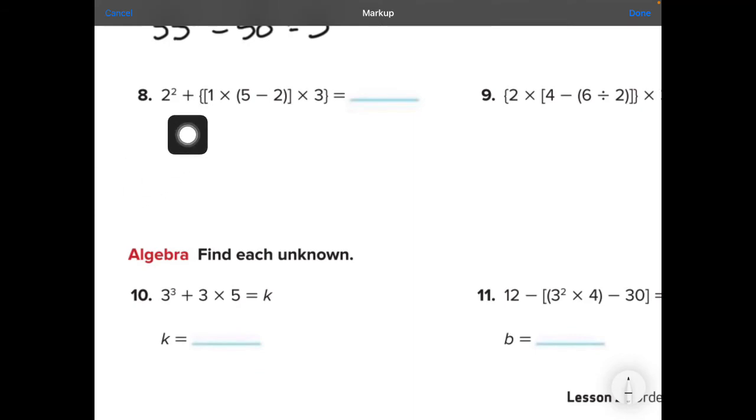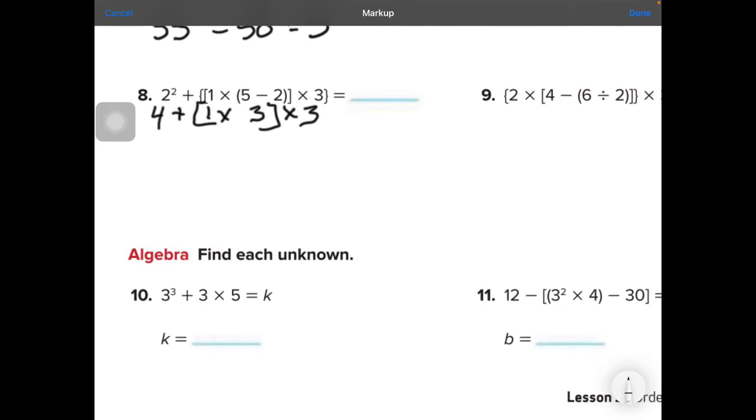Okay, ooh, this one's great. There's brackets, parentheses, and braces? That's right, braces. Okay, let's do the innermost one. There's a brace here and a brace here, a bracket here and a bracket here. So it looks like this is our innermost piece. So 5 minus 2 is 3 times 1. That's in a bracket. Times 3. Okay, then we have 2 to the second power, which is 2 times 2 plus 4.